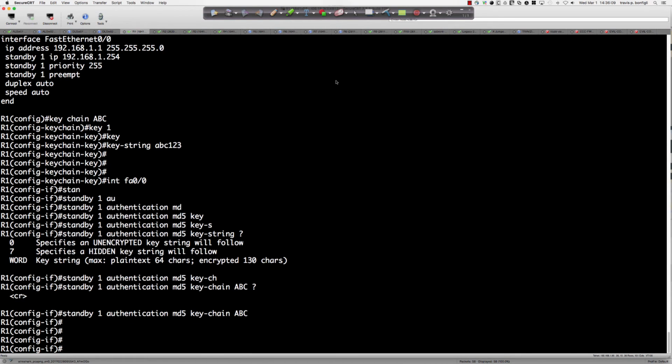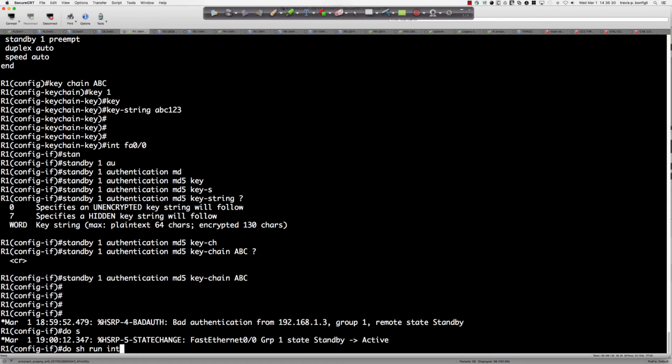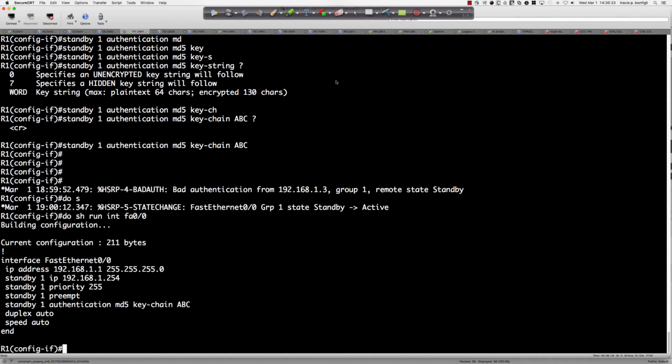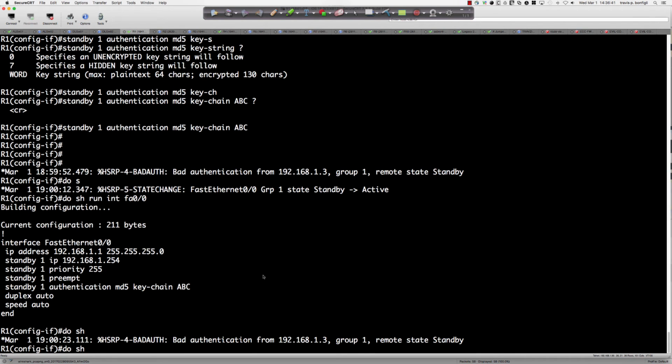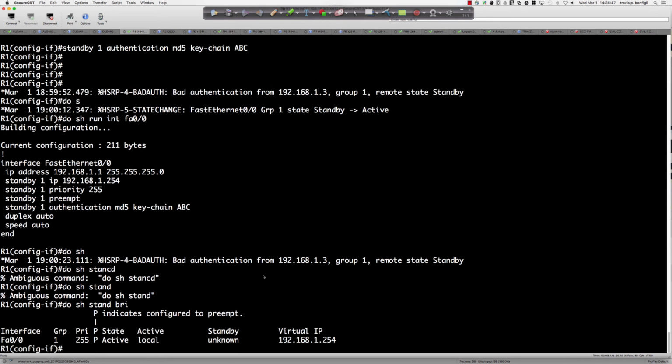We should see some error messages popping up here shortly, and there they are, indicating that we're getting bogus authentication, right? So again, authentication is configured on router 1, but it's receiving hello packets that are lacking the authentication that it is configured to provide. So when I do show run interface FastEthernet 0/0, you can see that for group 1, I've got the authentication set. Now do show standby brief. You can see that the active is now the local router.